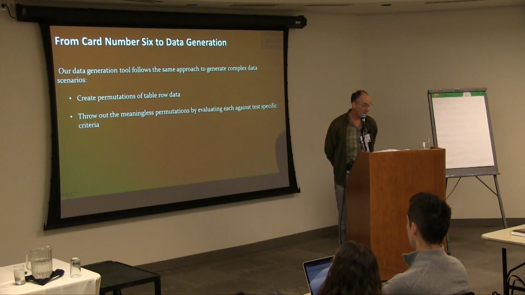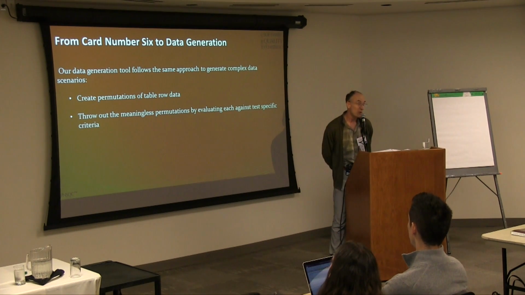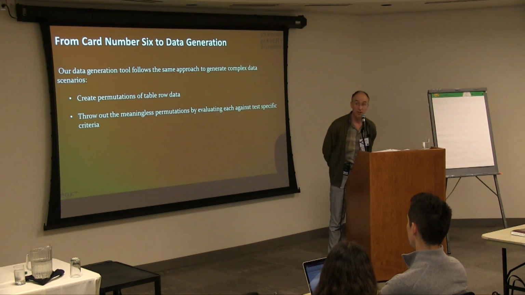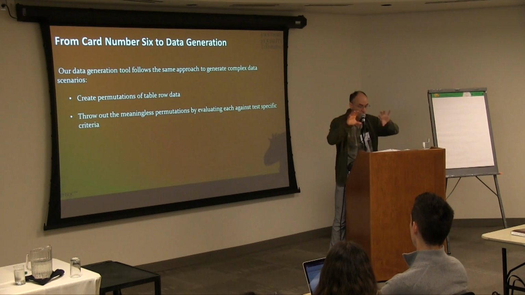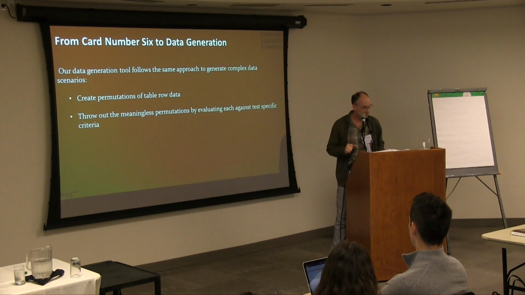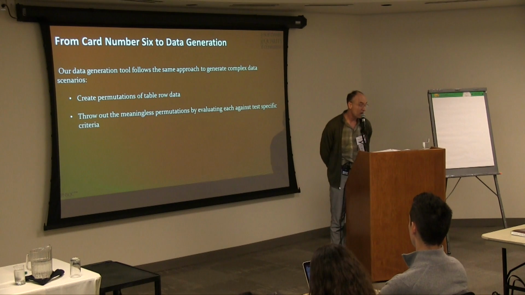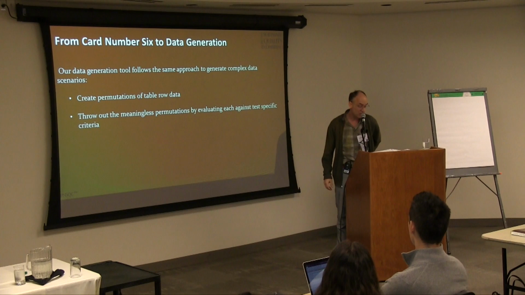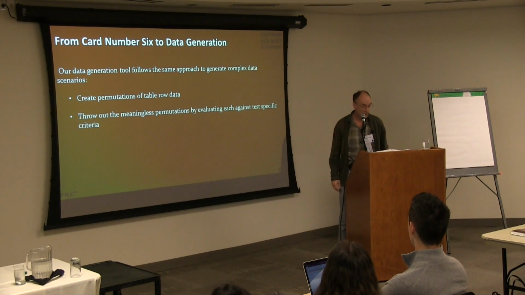So our data generation approach is the same as the one we followed with the cards. First, we create permutations of table row data. Now, in this case, we may have more than just one grid or more than just one table, and furthermore, they will be related in some way. And that we can define in our data case. I'll show you that in a second. And then, like our card problem, we'll throw out the meaningless permutations by evaluating each combination against some criteria.